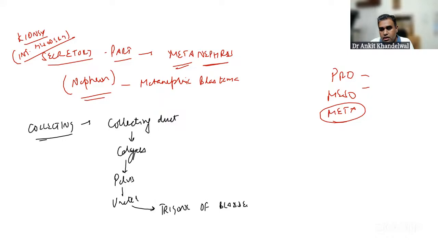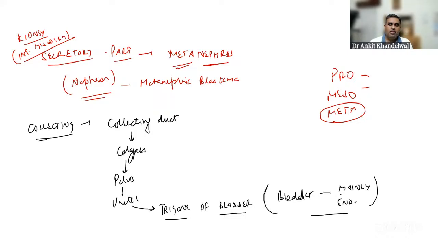Because if you recall, when we discussed, the bladder was mainly derived from endoderm, the urogenital sinus. But when the ureter opens into the bladder, that small triangular area, the trigone of the bladder, is also mesodermal, as the ureter is mesodermal.